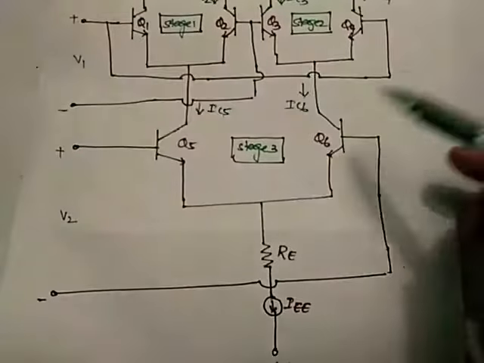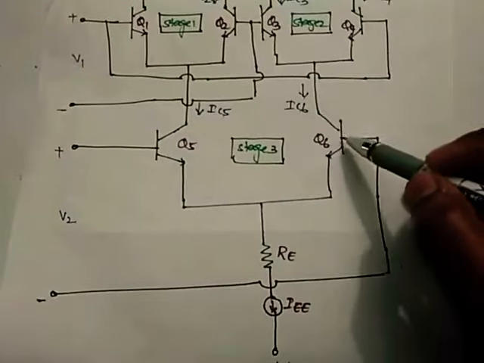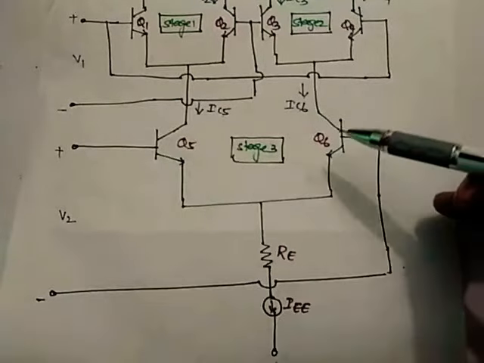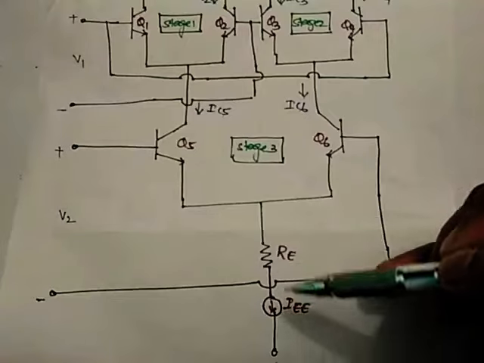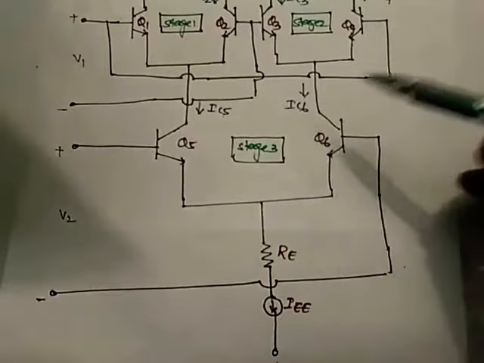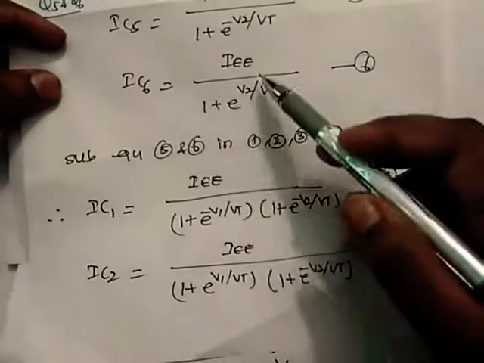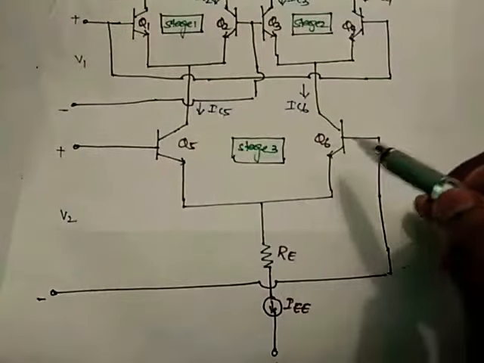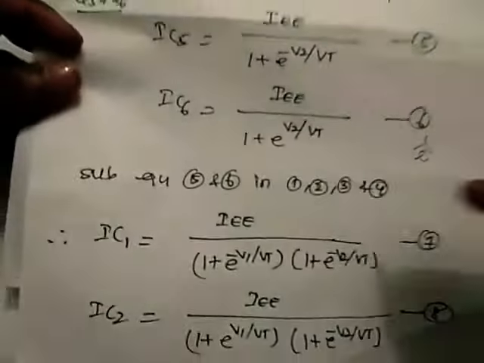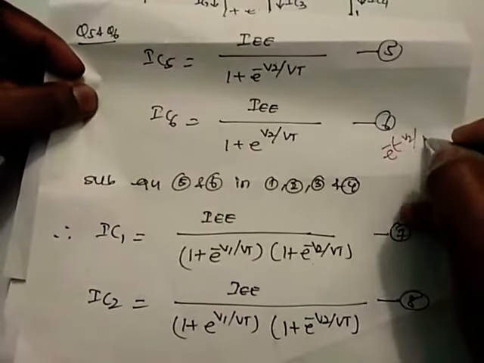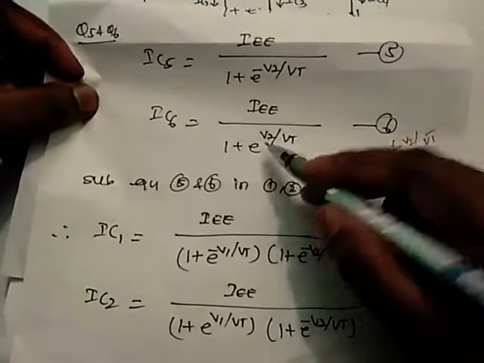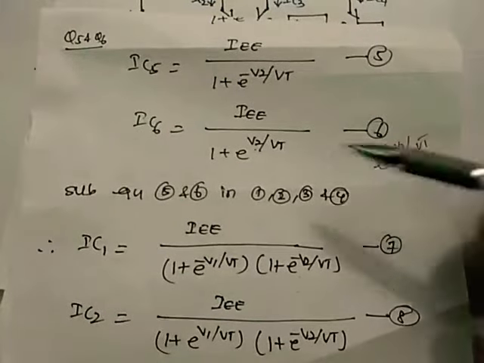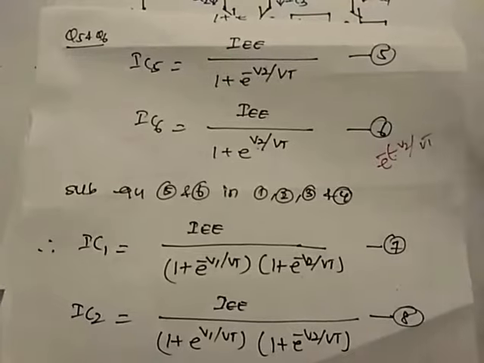In the same way, IC6 can be written as follows. The Q6 base is the negative polarity of V2, and the emitter current of Q6 is IEE. So we can write IC6 is equal to IEE divided by 1 plus e to the power of minus of the negative polarity of V2, that is minus V2 divided by Vt. Minus into minus becomes plus. And we are going to substitute equations number 5 and 6 in equations number 1, 2, 3 and 4.